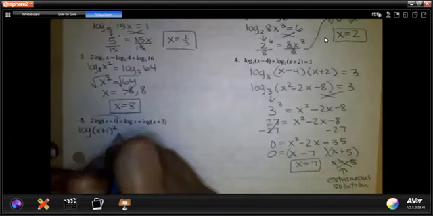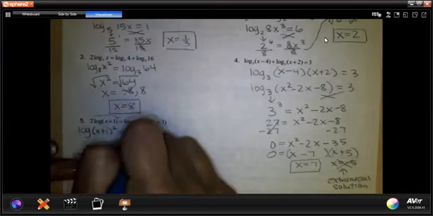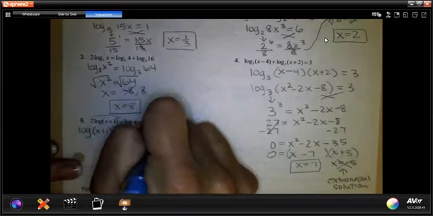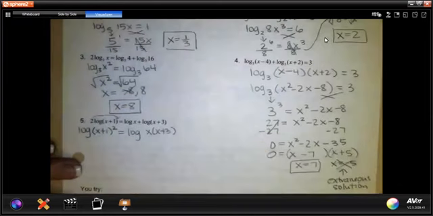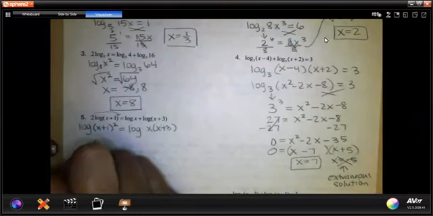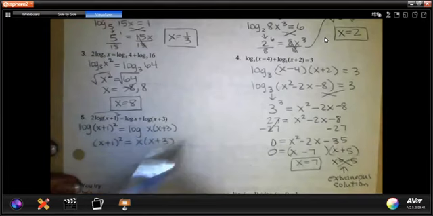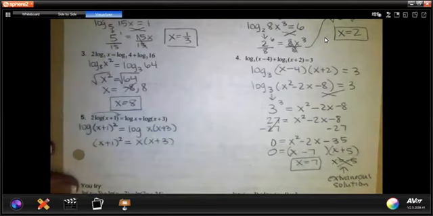On the right-hand side, I want to put these two together. They are separated by a plus, so that means that we are going to multiply. Since I have the same exact log on both sides of the equal sign and nothing else, I can go ahead and set my arguments equal to each other. If there was something else on that side, then you could not do that. But since it is just a log on each side and they're both the same log, then you can set the arguments equal to each other.